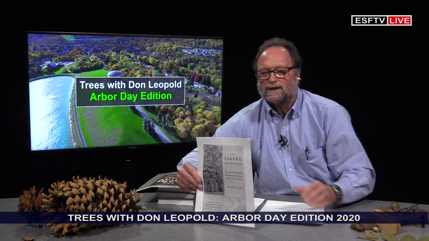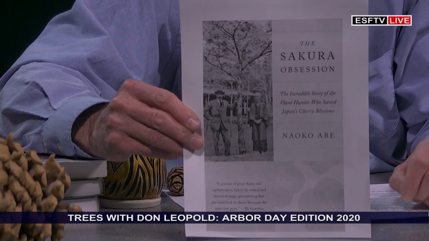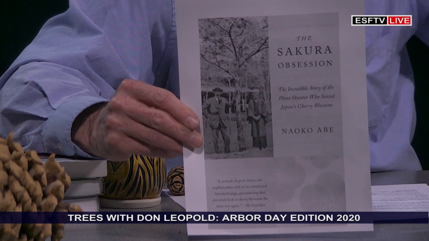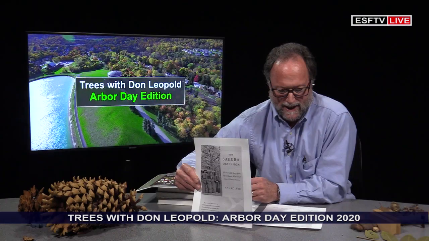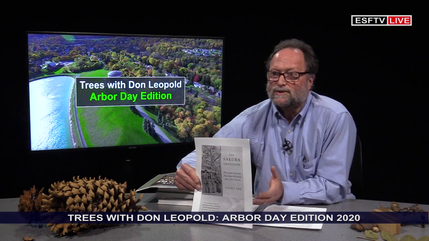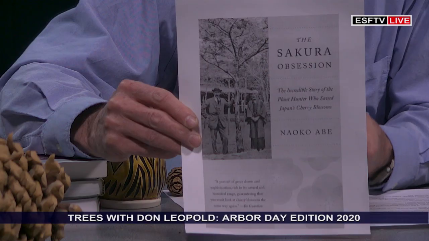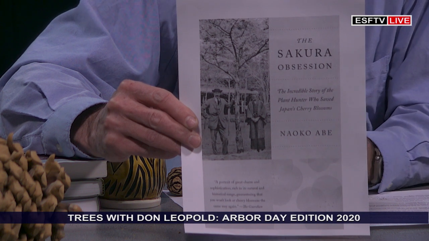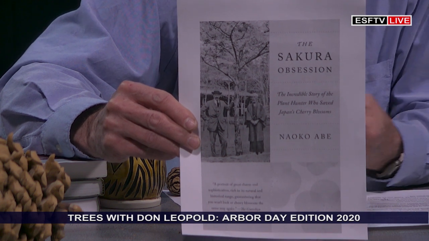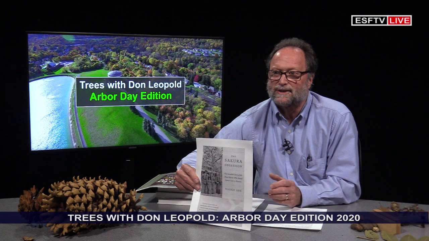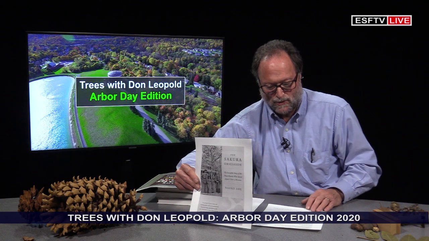But the first one I wanted to mention, if you're interested in something to read and it's tree related, is The Sakura Obsession. It's one of the most enjoyable reads of anything I've looked at. It's about this British ornithologist, Collingwood Ingram, who became one of the world's experts on cherries. The importance of his work is that he reintroduced some cherries to Japan that they were on the verge of losing. So it's really a book about the history of Japan and the importance of cherries to Japanese culture, and Ingram's efforts to save the species and varieties. It is really an enjoyable read and very much related to cherries and trees in general.